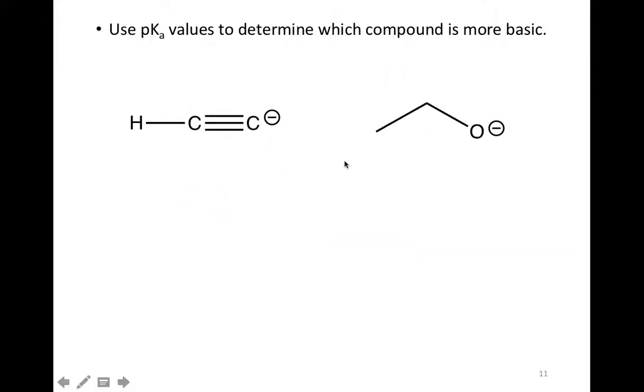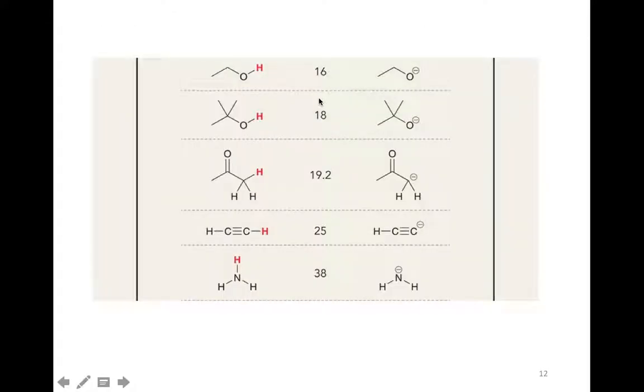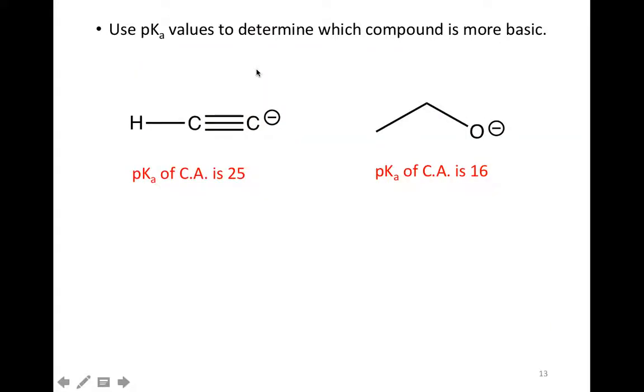If I want to determine which compound is more basic, I can still use the pKa values, but I want to look at the pKa's of each of these compounds' conjugate acids. So here is the base, its acid has a pKa of 25. Here's the other base. Its conjugate acid has a pKa of 16. But the pKb is 14 minus the pKa. So this guy has a pKb of minus 11. This has a pKb of minus 12.